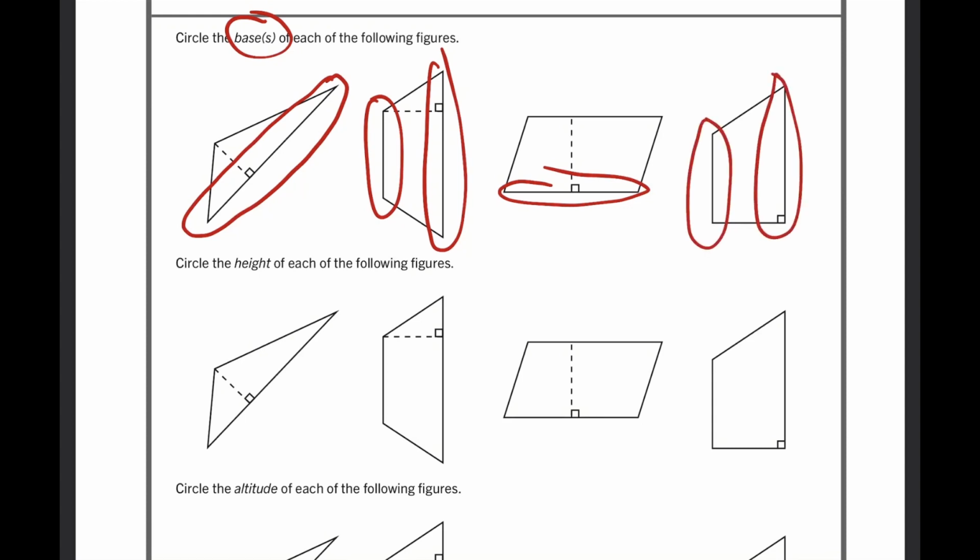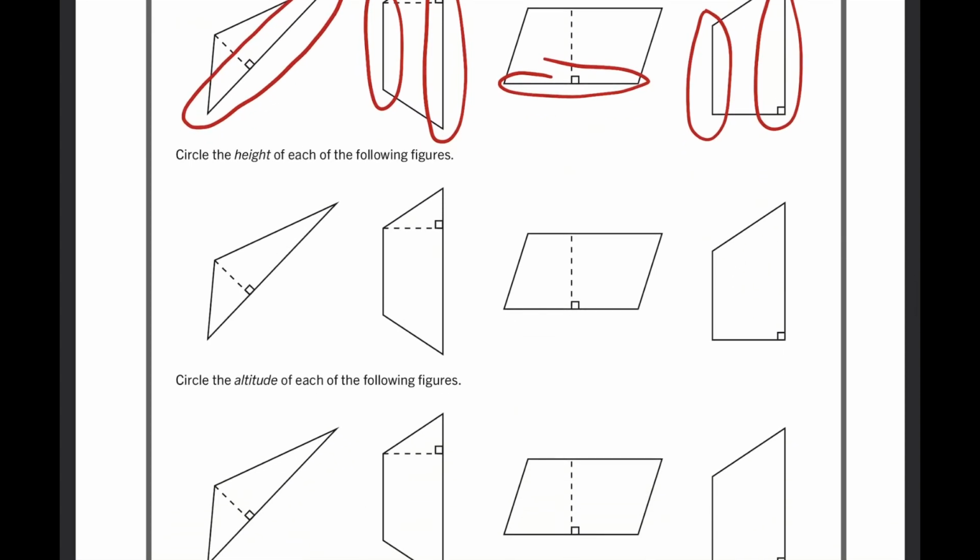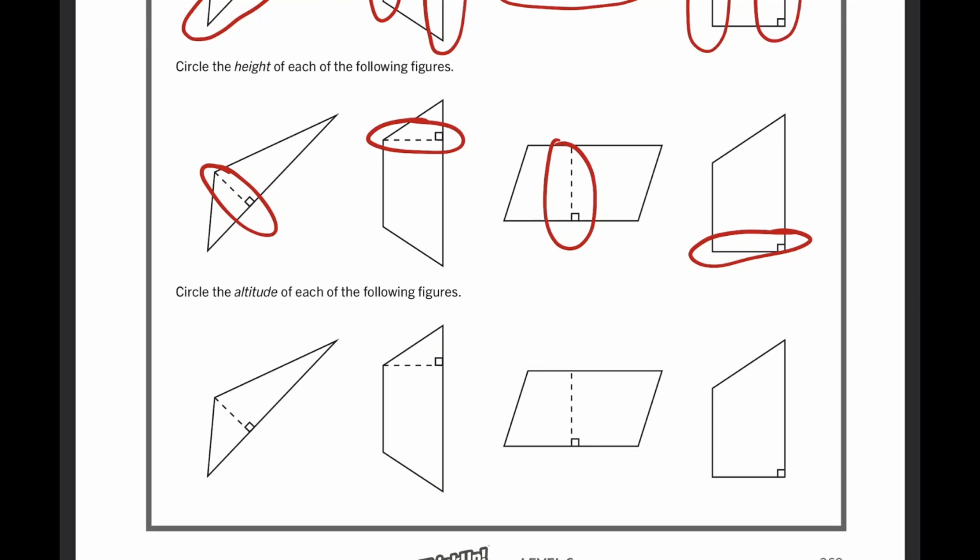Here I have another trapezoid. My bases are my parallel sides. Same thing here, circle the height of the figures. So here's my height. My height is always perpendicular to my base.